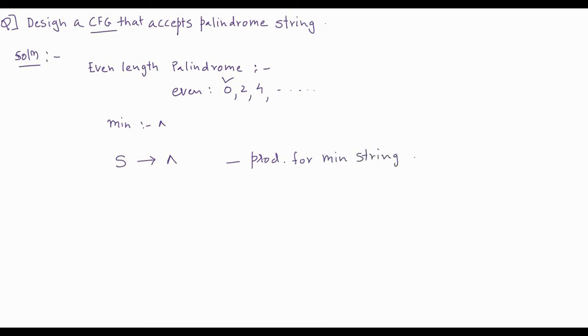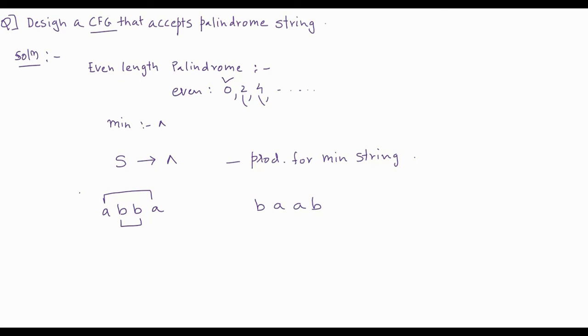Now what are the other possible strings? Other possible strings will be of length 2 or length 4 and so on. So in general, suppose I have a string a b b a, or say b a a b. These are the even length palindromes. So one thing you observe is that for a there is a matching a. For the first element there is a matching last element. For the second element there is a matching second last element. For the third element there is a matching third last element. And there is no extra middle character.